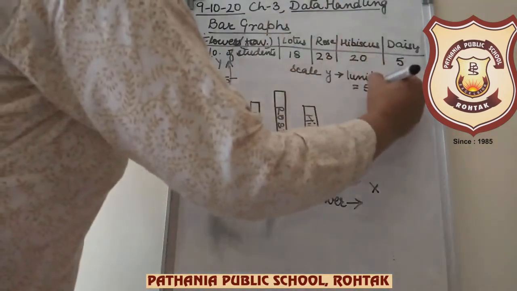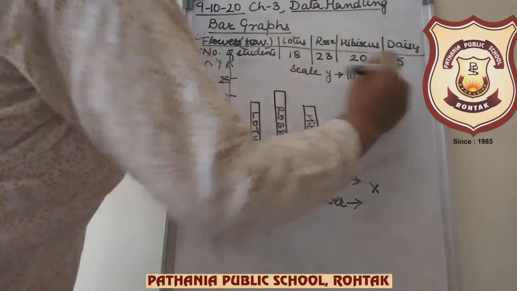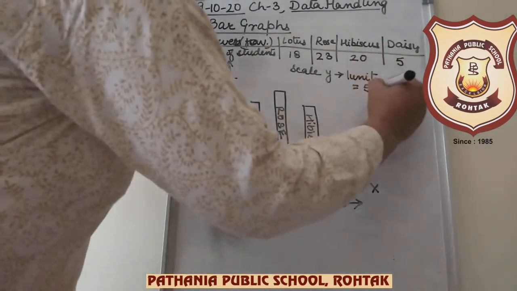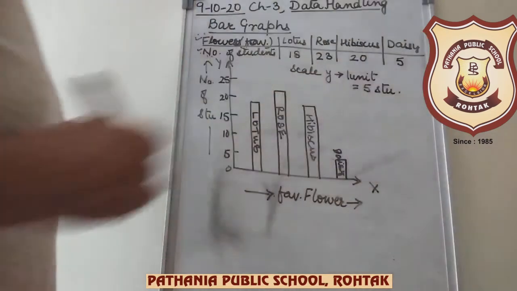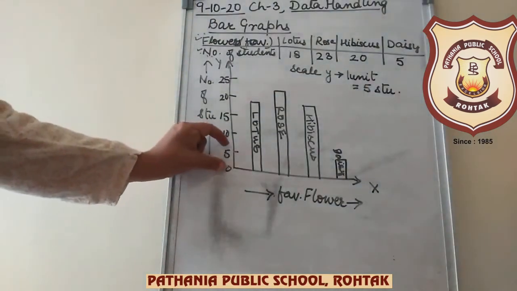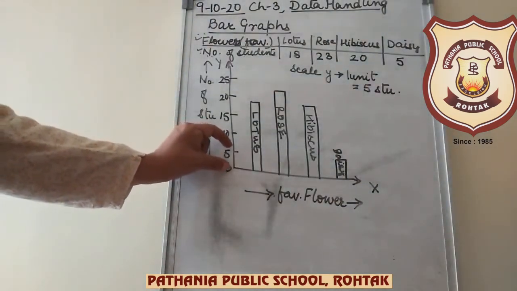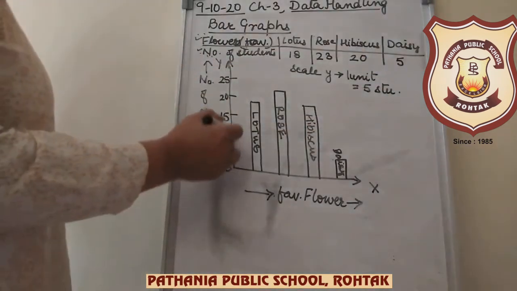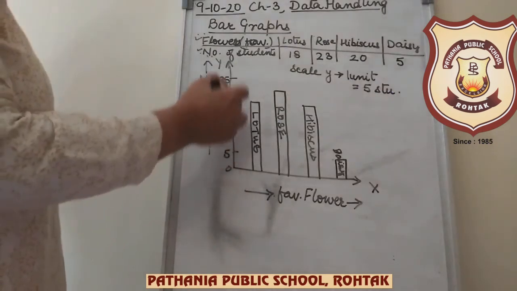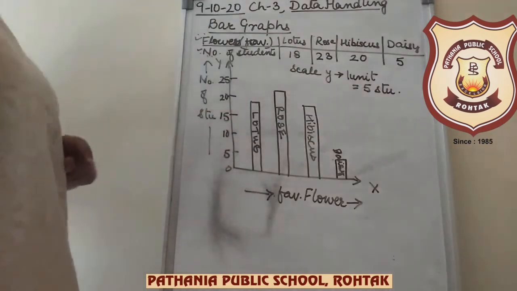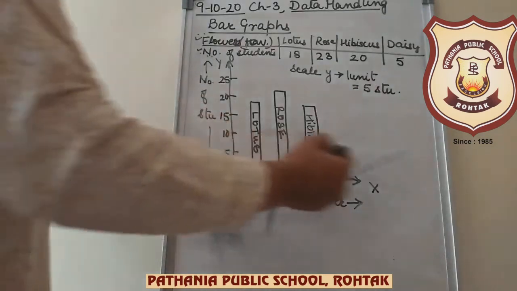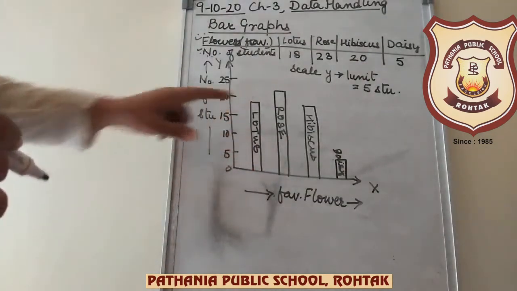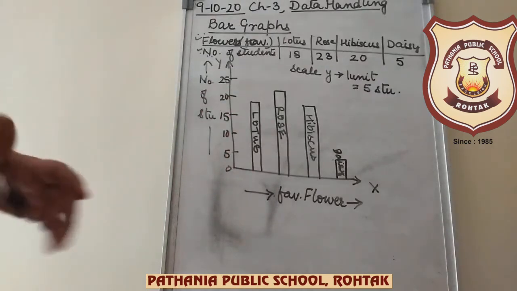Here the question is related not to flowers, it is the students, sorry. 5 students. So what does this 1 unit represent? This 1 unit represents 5 students. 5 plus 5, 10, plus 5, 15, plus 5, 20, and plus 5, 25. And on this side you have represented the flowers. So for lotus, now how to read it?